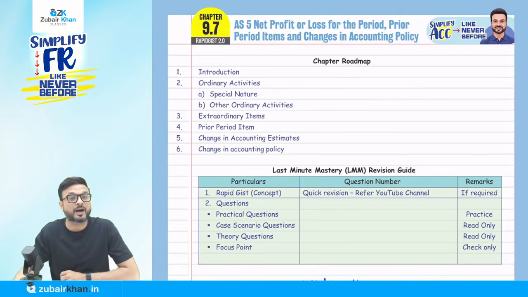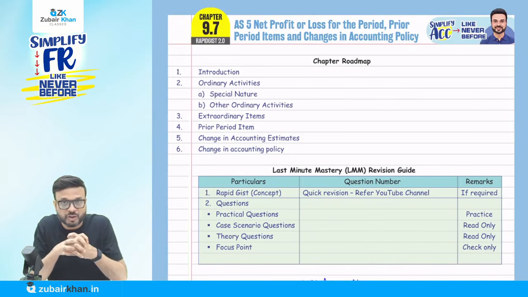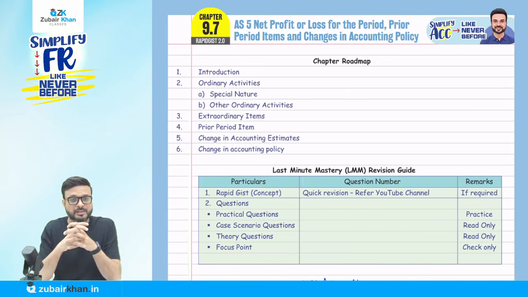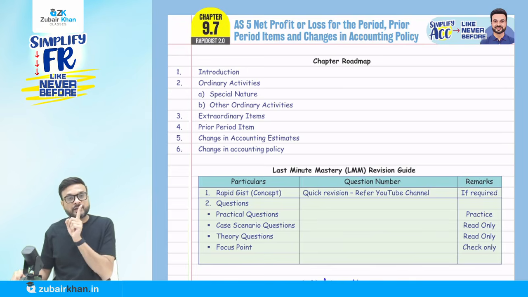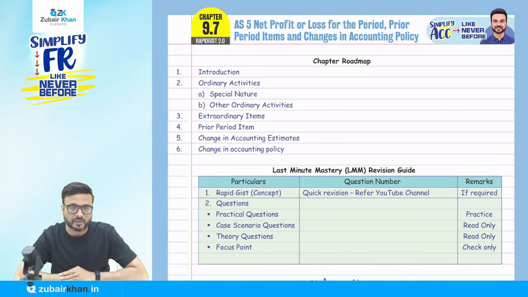Today we are going to revise Accounting Standard 5, that is Net Profit or Loss for the Period, Prior Period Items and Change in Accounting Policy. This is the only accounting standard which exclusively talks about the profit and loss account. So it is a very simple accounting standard.